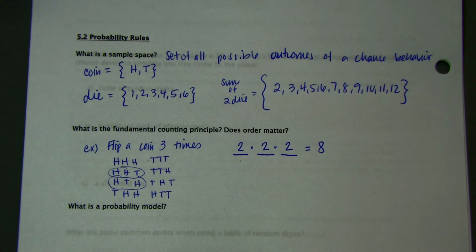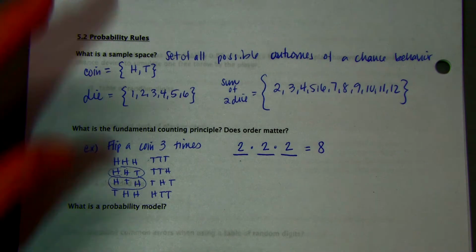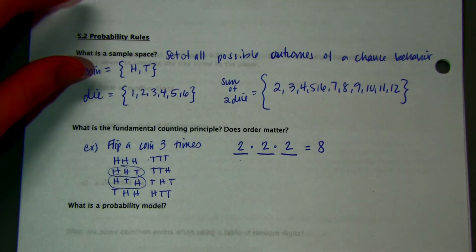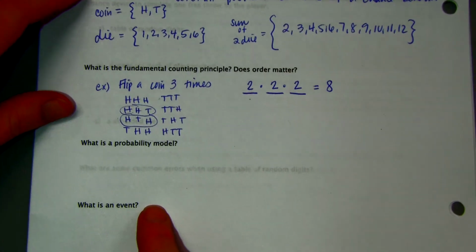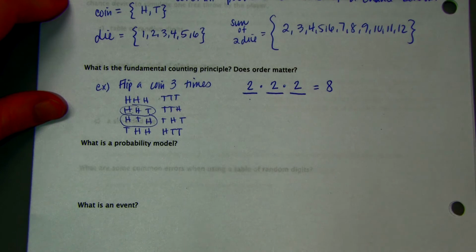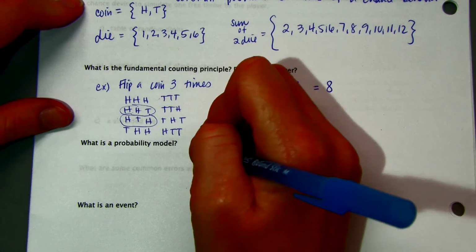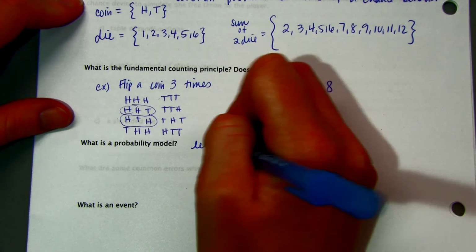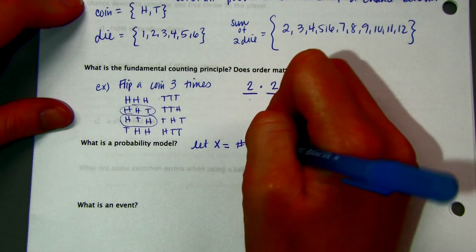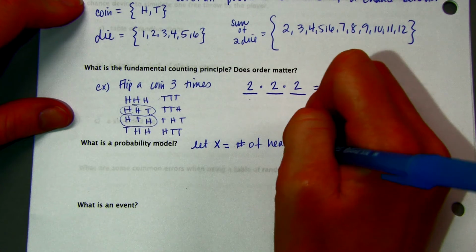So what is a probability model? A probability model is basically a way to organize probabilities together into a table. So I can say, let's let X be the number of heads in 3 flips of a coin.